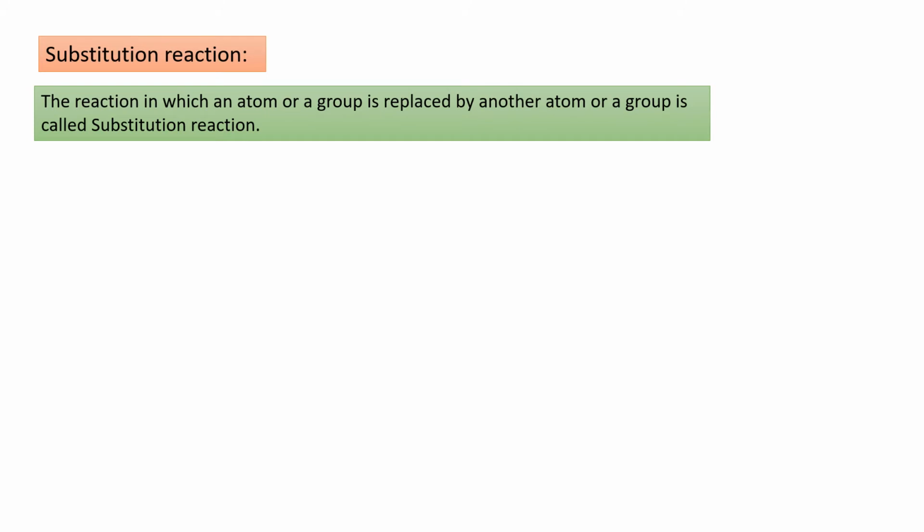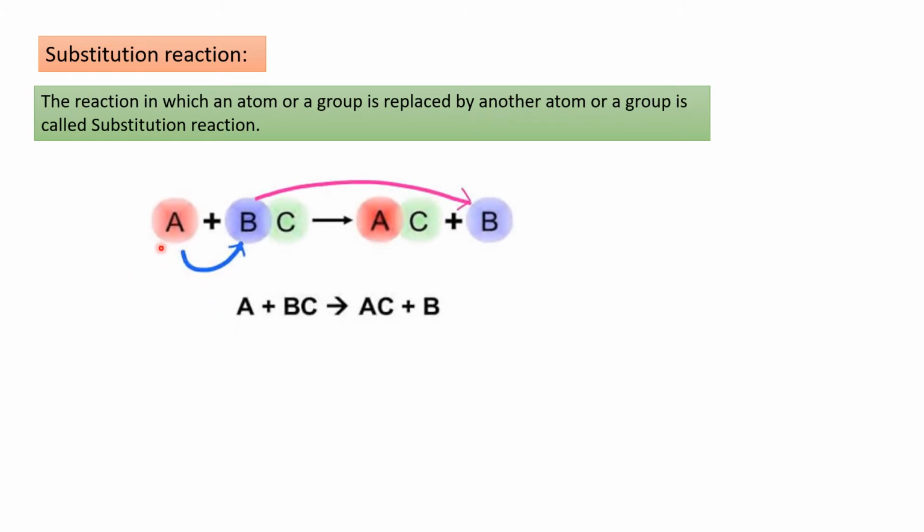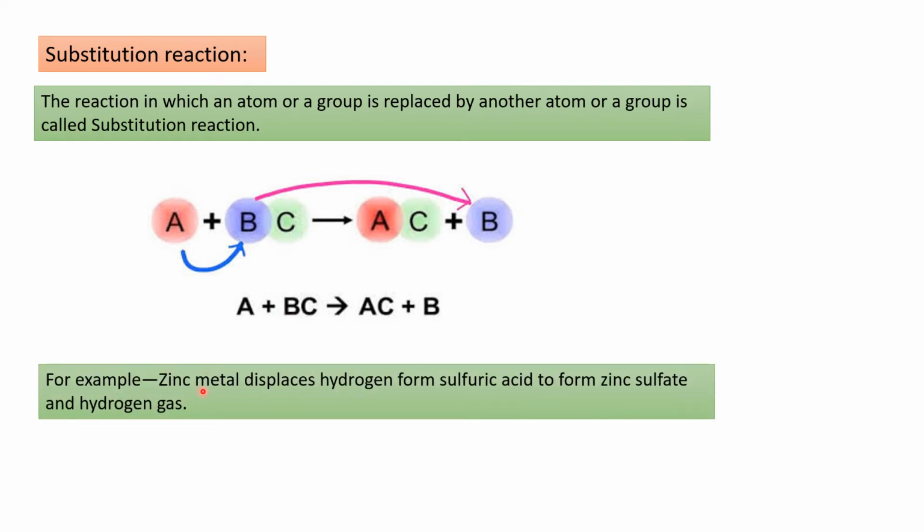Substitution reaction or single displacement reaction. Substitute means an atom or a group is replaced by another atom or group. So the reaction in which an atom or a group is replaced by another atom or a group is called a substitution reaction. Here A reacts with BC to produce AC plus B. Here B is replaced by A. For example, zinc metal displaces hydrogen from sulfuric acid to form zinc sulfate and hydrogen gas.